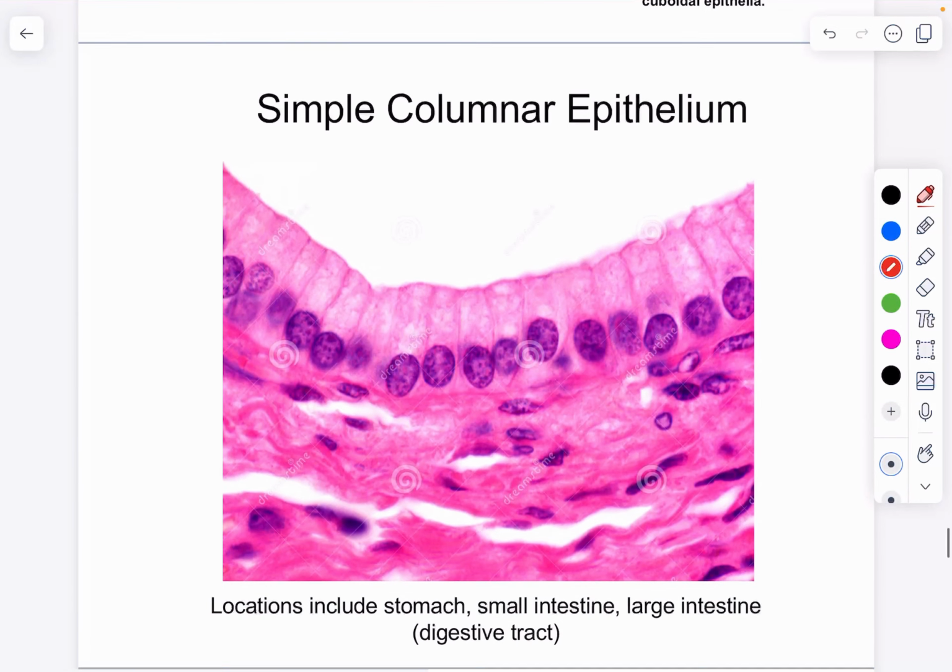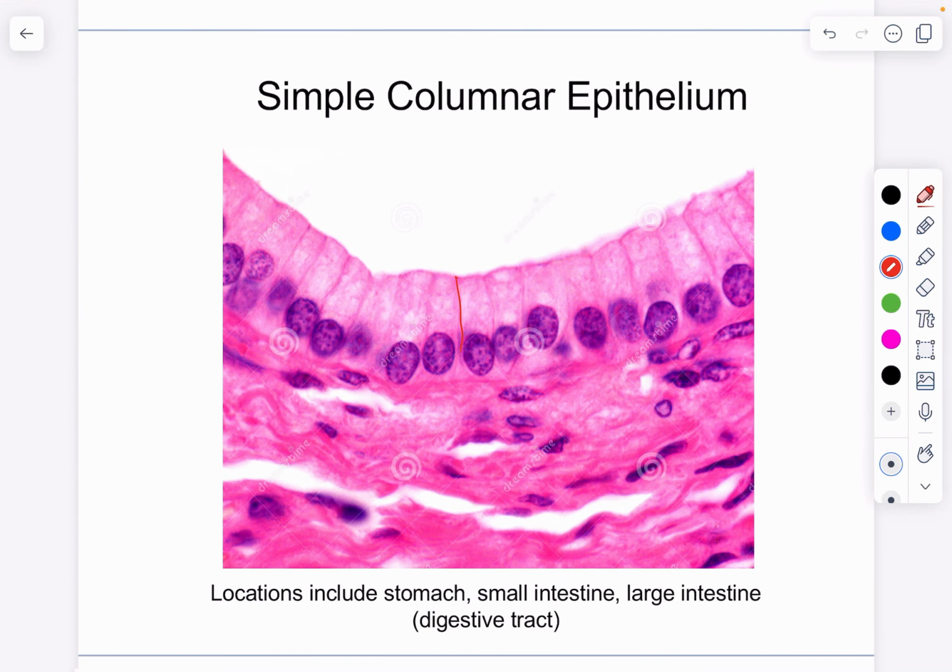Here's a really great histology image showing you these simple columnar epithelial cells. Where would the apical domain be, and where would the basal domain be? Okay, here are a few locations.